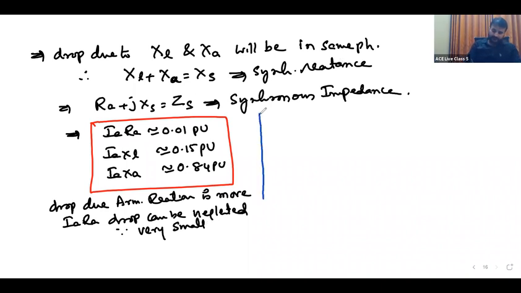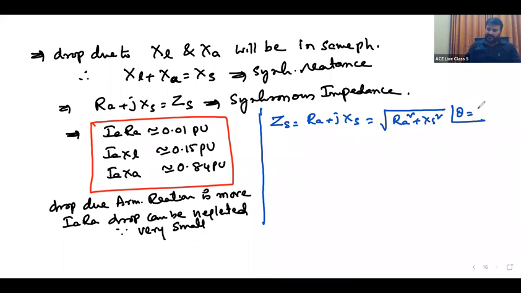Next, RA. See, ZS. ZS is equal to RA plus jXS, and its magnitude is the square root of RA square plus XS square. The angle is called theta. Theta is equal to tan inverse of XS by RA, where theta is the impedance angle.